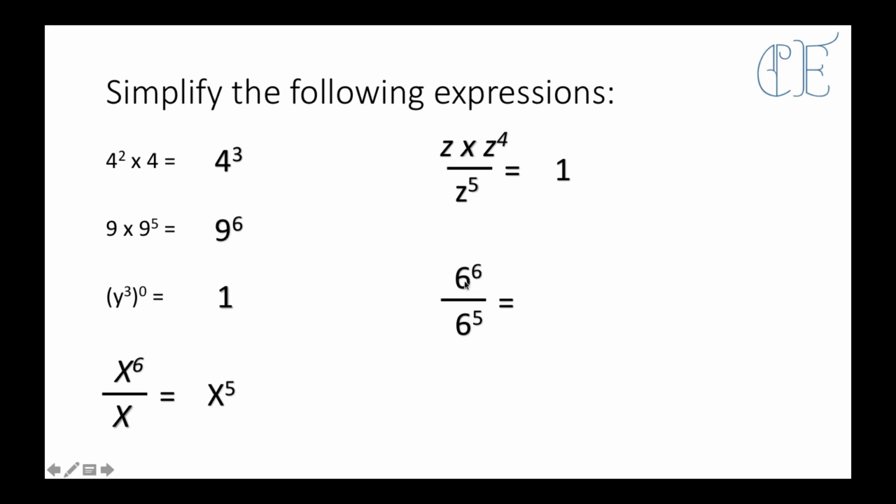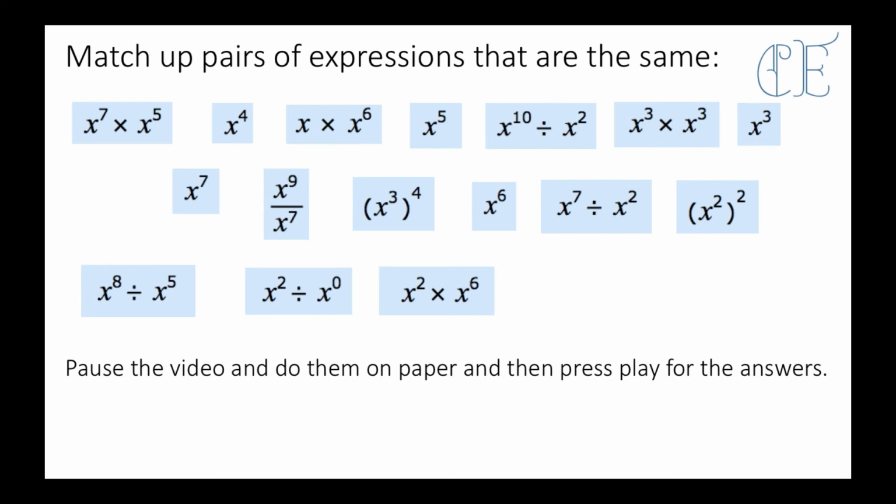And then this one, 6 to the power of 6 divided by 6 to the power of 5. Well, 6 take away 5 is 1, so technically it would be 6 to the power of 1, but we would just write it as 6. I hope that's really understandable for you.